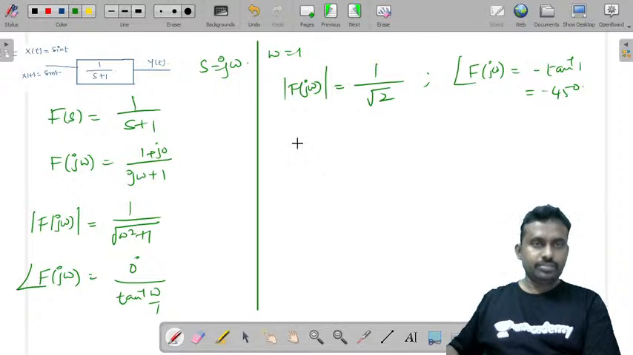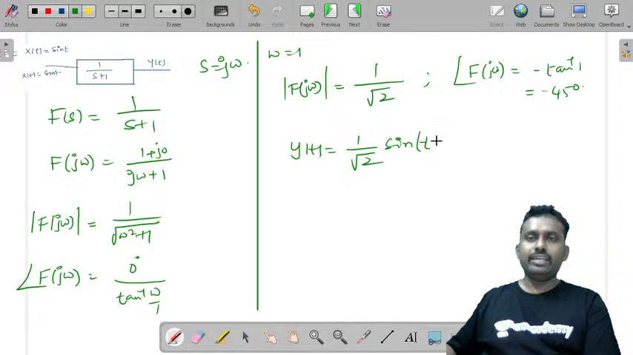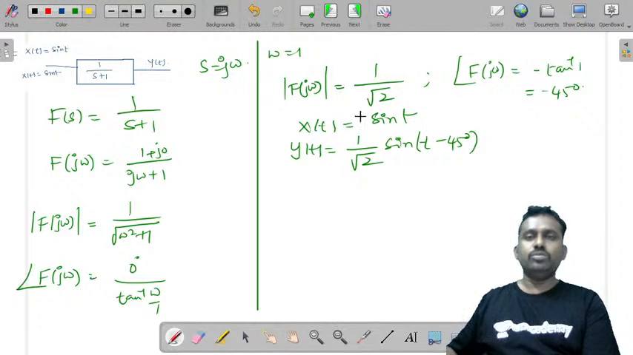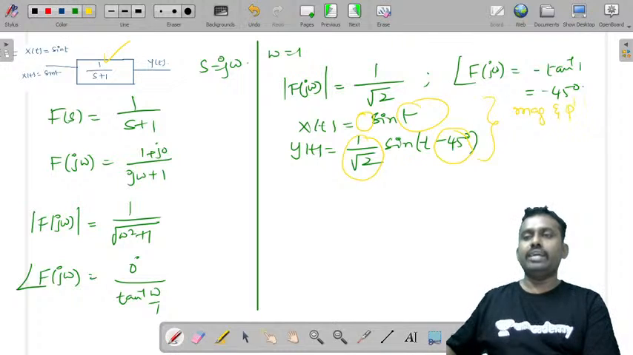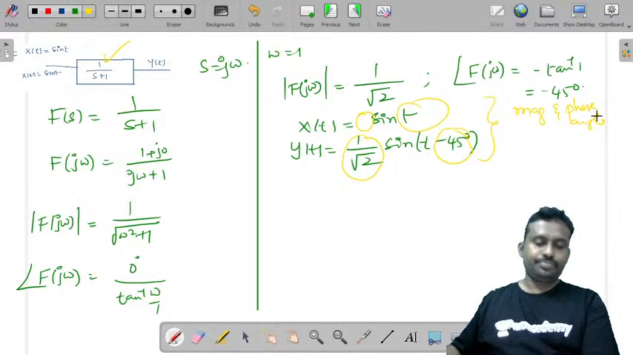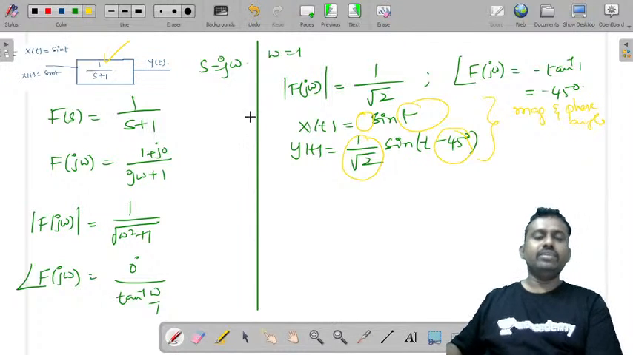What is the output? Y of t is equal to 1 by root 2 sine of t minus 45 degrees. What is the input? X of t is equal to sine t. Now if you observe these two, the input magnitude is 1, and the output is 1 by root 2. The phase angle is 0 degrees for the input, and minus 45 for the output. That means whenever the system is excited by a sinusoid, its output is also a sinusoid. The only difference is a difference of magnitude and phase angle.